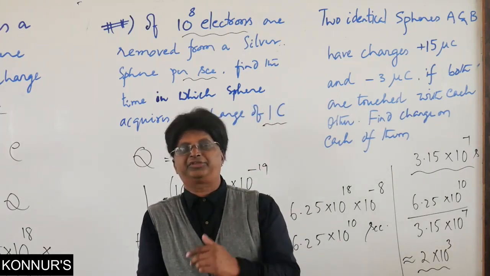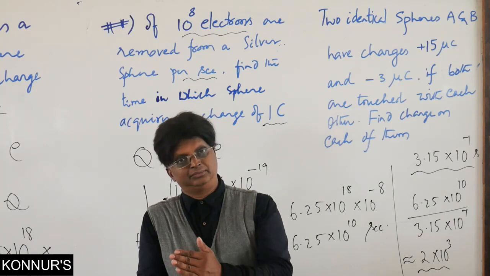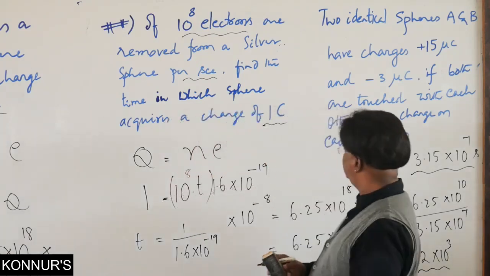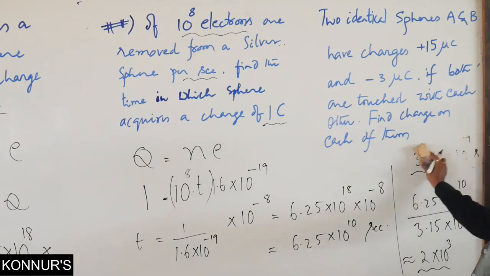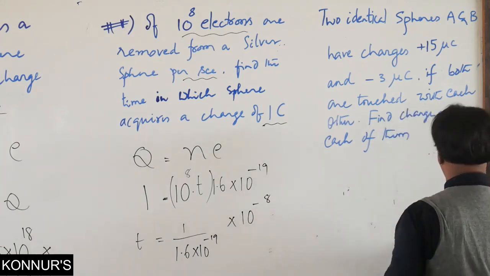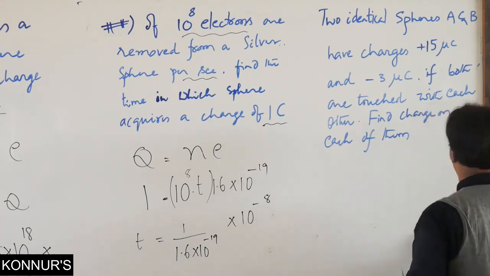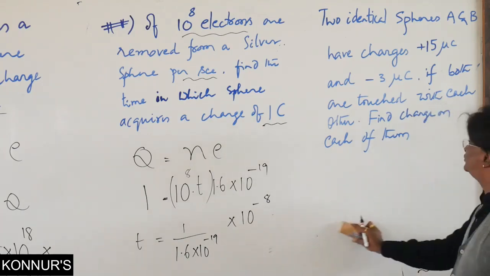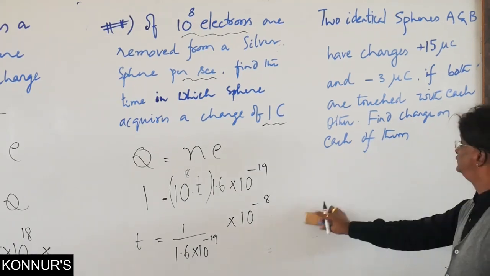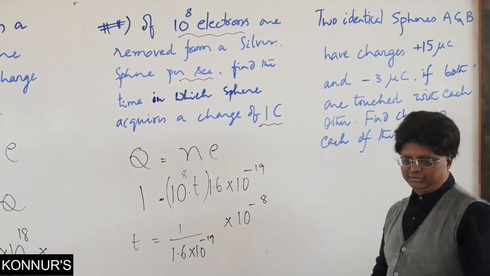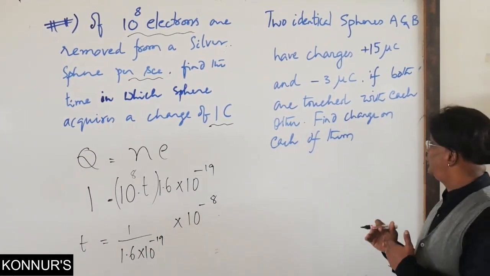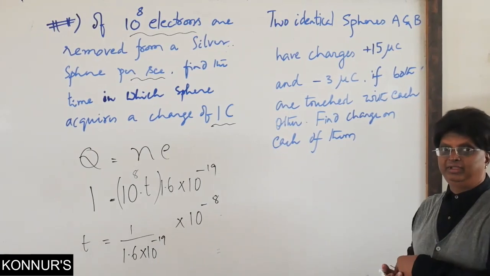Now, let us come to another property of the charges or the conductors that we talked about. The next example says A and B are two identical spheres with the charges plus 15 microcoulomb and minus 3 microcoulomb. Both are touched with each other. Find the charges on each of them is the question.